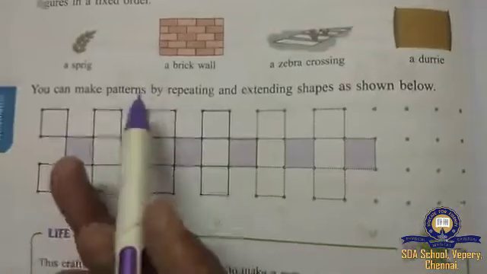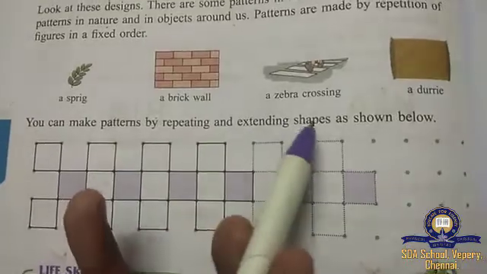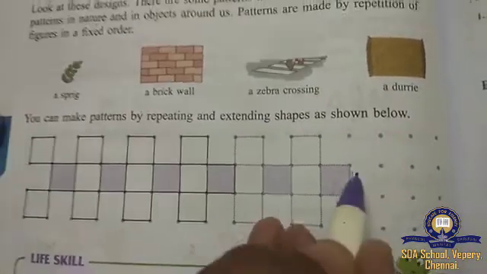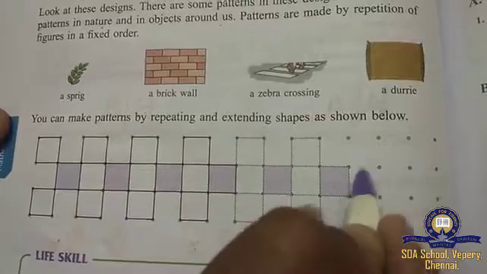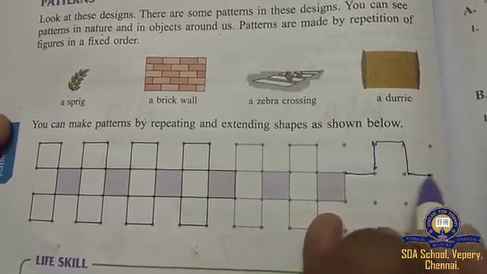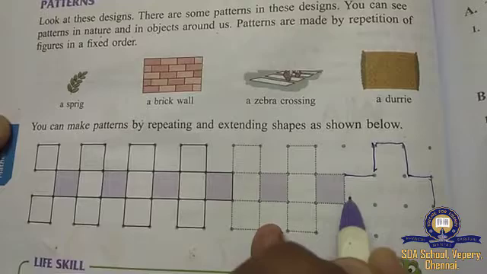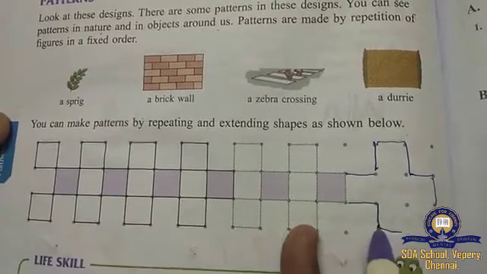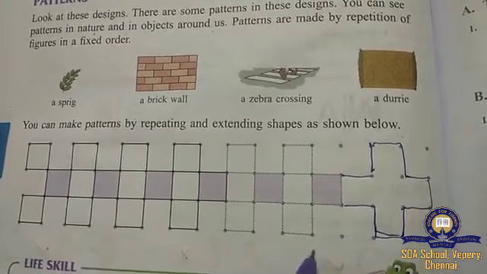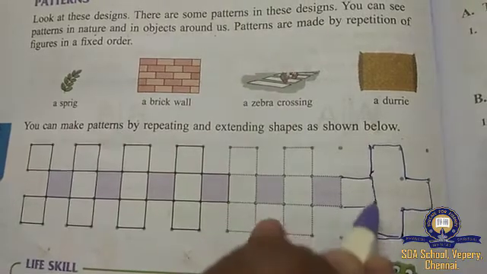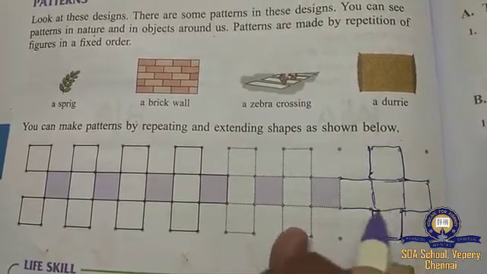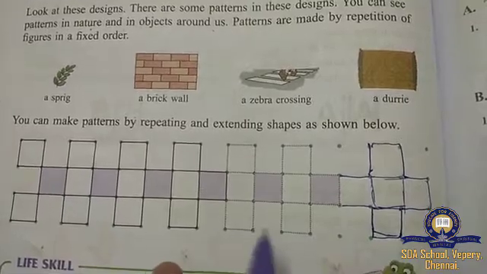You can make patterns by repeating and extending shapes as given below. This also you can do as it is. You can put a cross like this. You can do. See, like this. These are the patterns. Okay, children, what you can do, you can draw like this. You can draw and you can color it also. As it is in the book, you can color it. Okay, children, you can color.